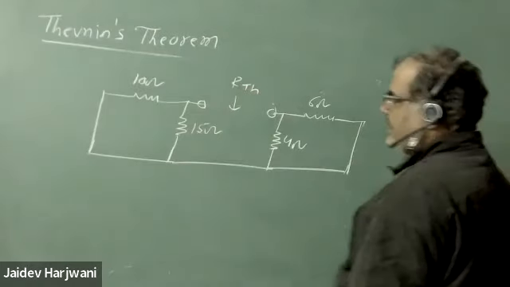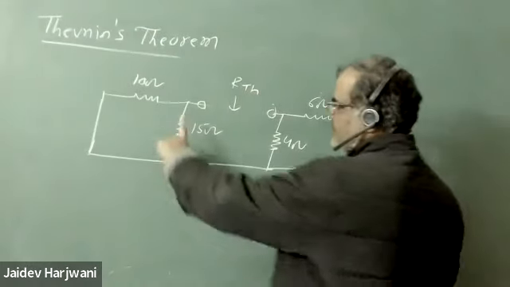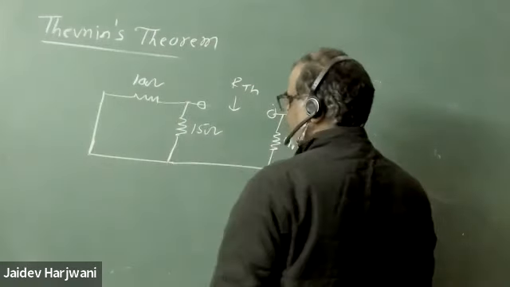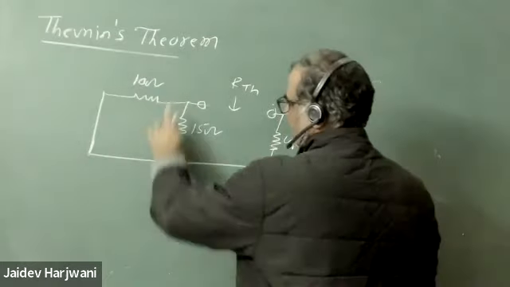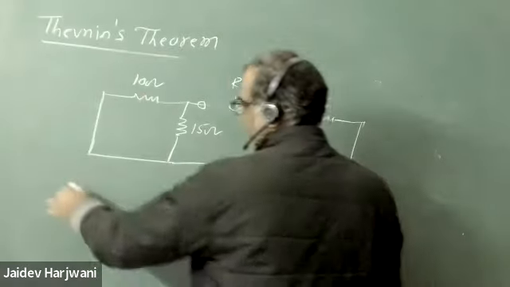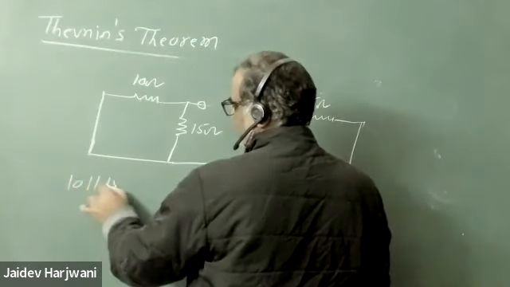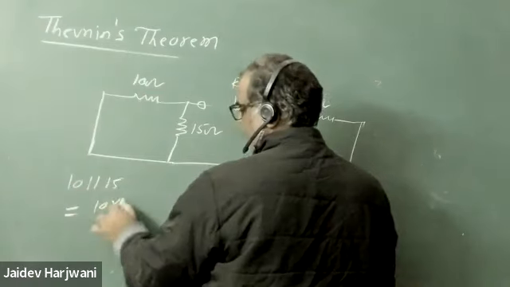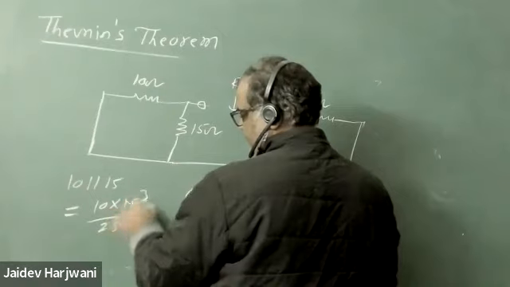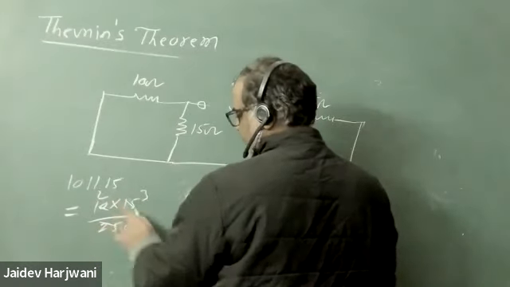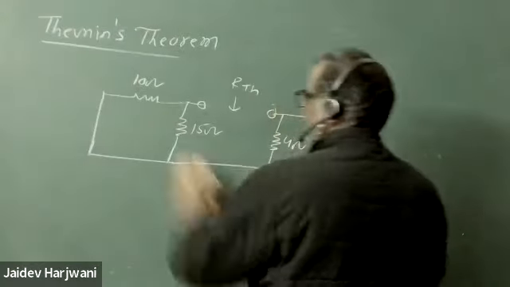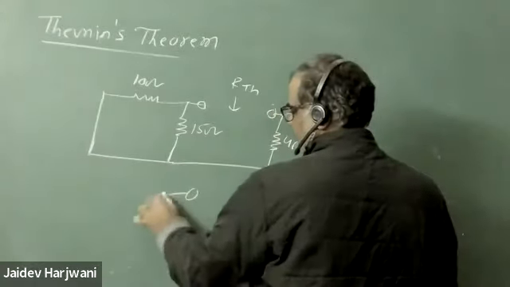So what do we do to measure R Thevenin? You can see here these two resistances are what? Parallel, end-to-end connection. So I have this resistance and then I have this parallel combination of resistances. So 10 parallel to 15, and 10 is parallel to 15. So 10 times 15 over 25, that is 6 ohm. So the total resistance of this is 6 ohm.